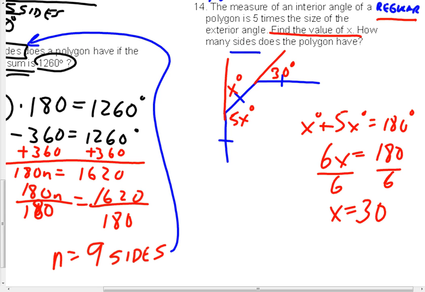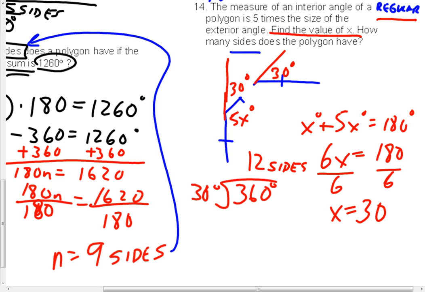How do I then determine the number of sides? A bit of division. Outside's 360. It's got 30 degrees in each exterior angle now. And what does that give me? 12. 12 what? 12 sides. What is a 12-gon actually called? Decagon would be 10. Dodecagon.